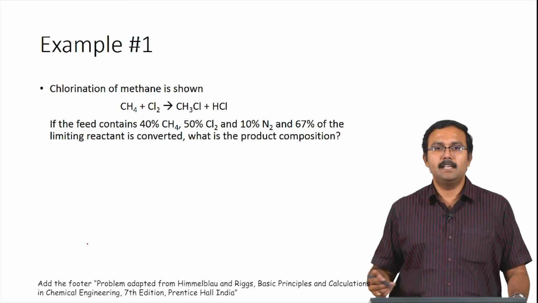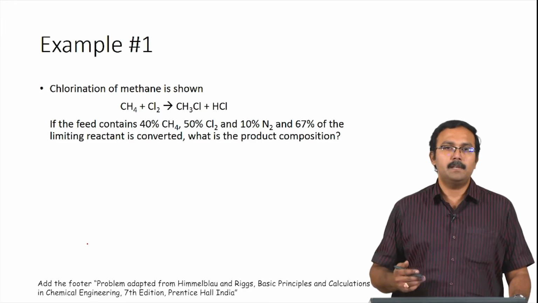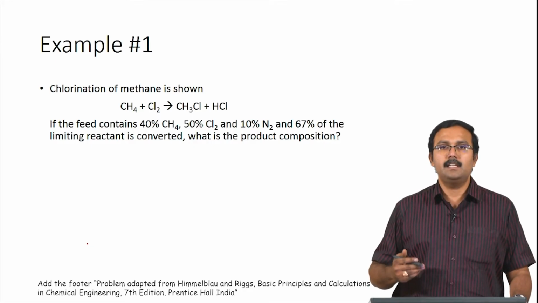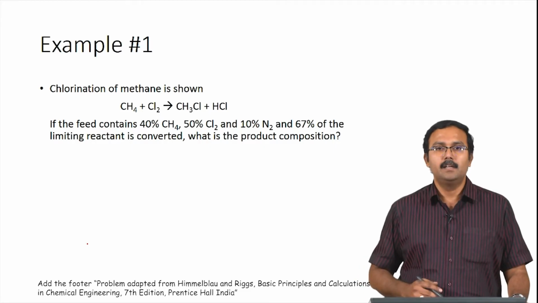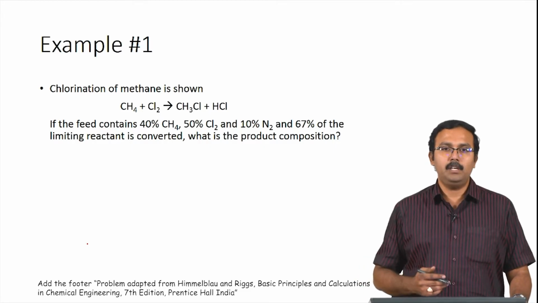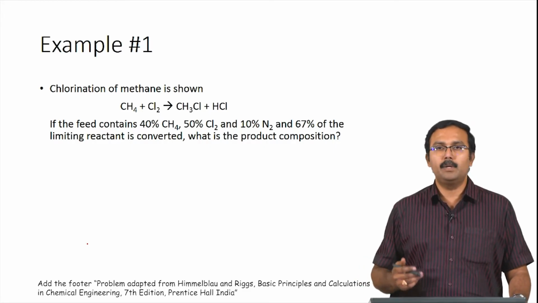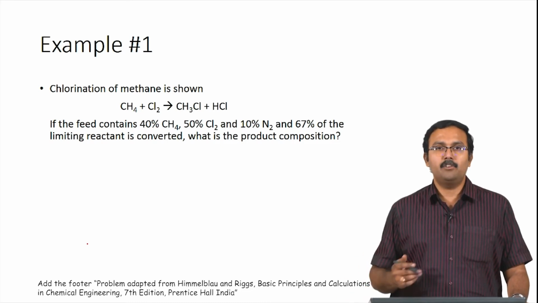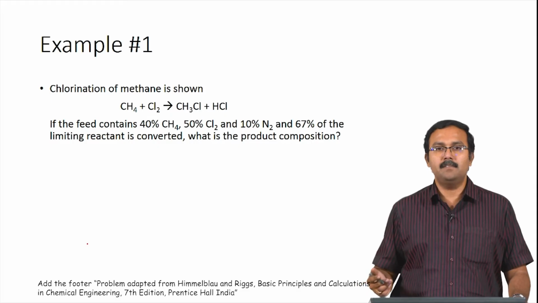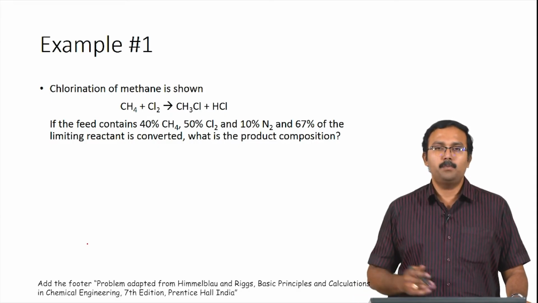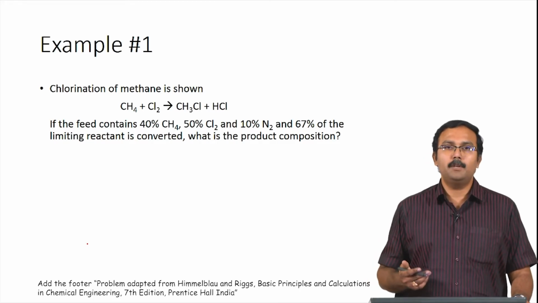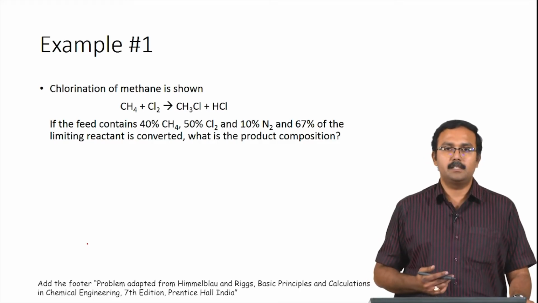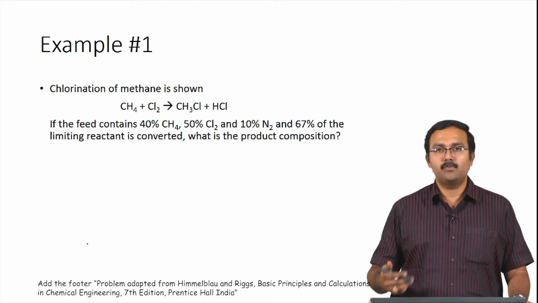Chlorination of methane is given by the reaction methane plus chlorine giving CH3Cl plus HCl. If the feed contains 40% methane, 50% chlorine and 10% nitrogen, and 67% of the limiting reactant is converted, what is the product composition? So, now this problem uses the fundamentals and terminologies which we learnt in the previous lecture. Let us see how we can solve this problem.